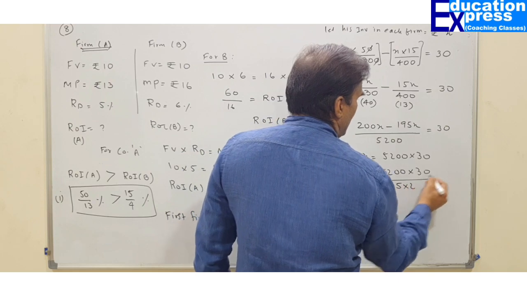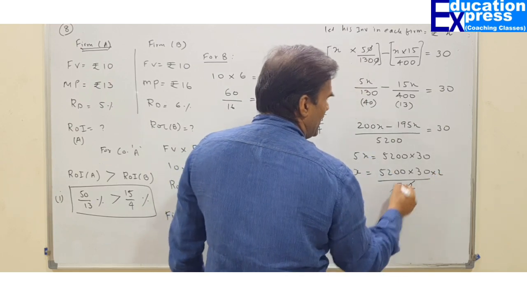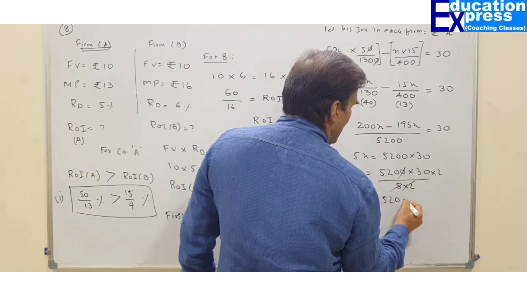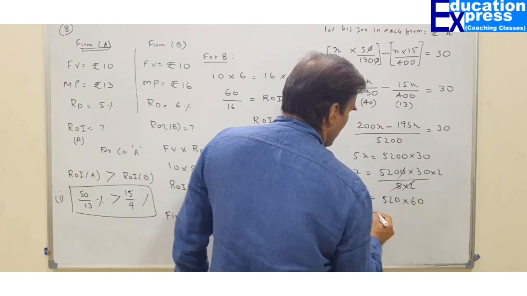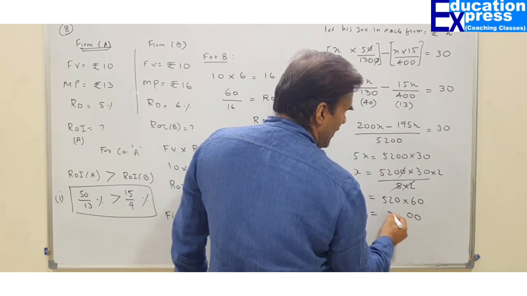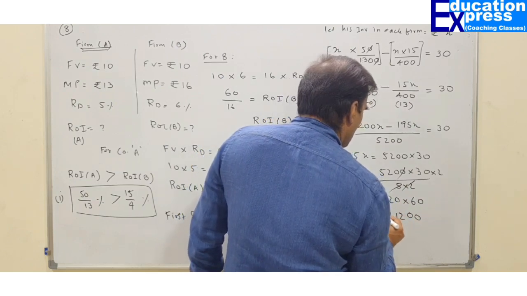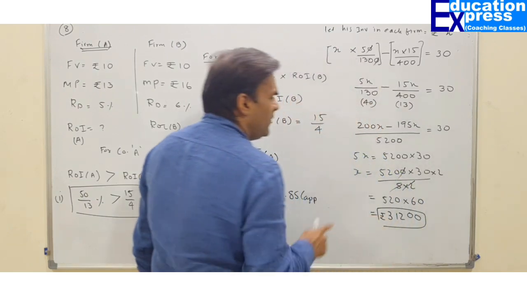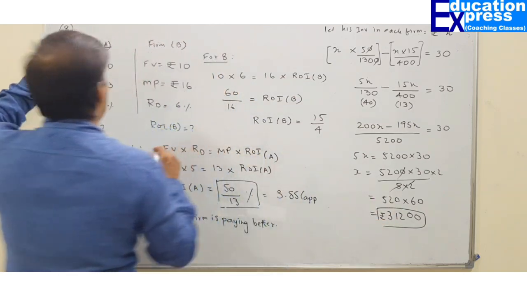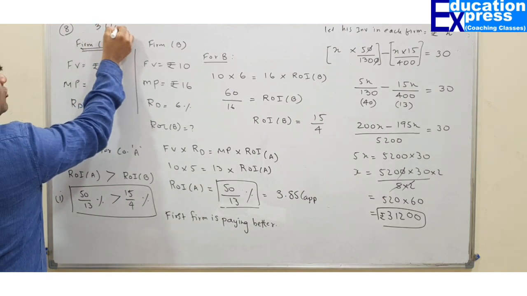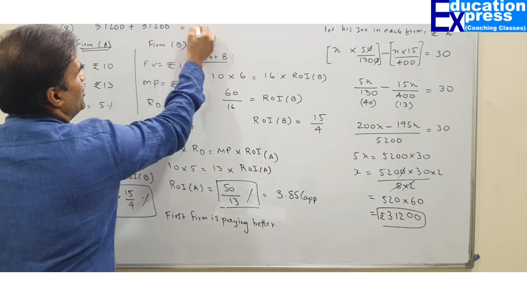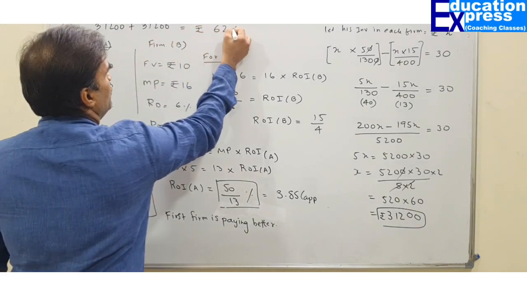Now just to make the denominator 10, so it can get easily cancelled. 52 6, that means 520 multiplied by 60. 0 0. 52 into 6 is 312. So in each firm he must have invested 31,200. So investment in A would be 31,200. Investment in B, 31,200. His total investment would be 62,400.